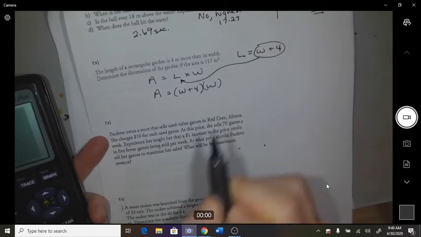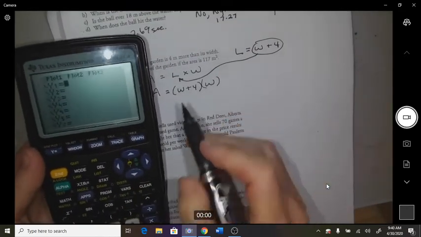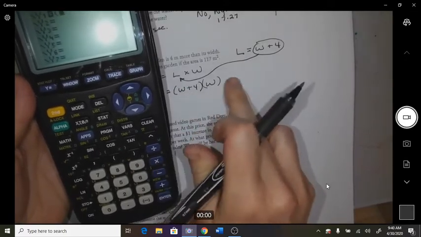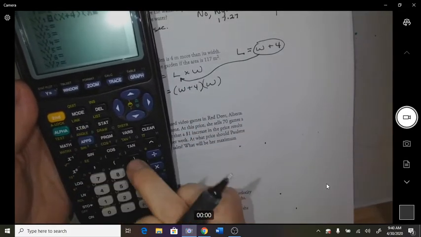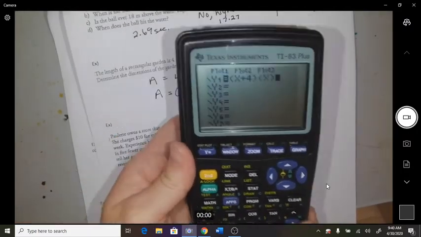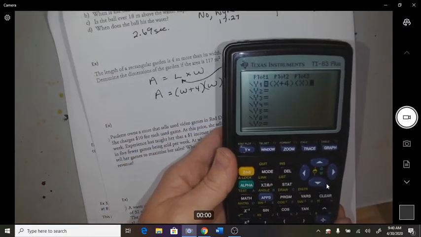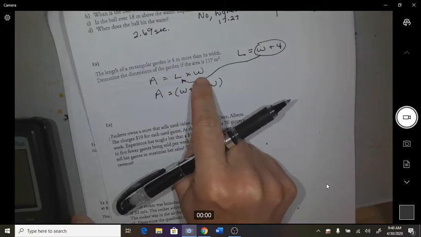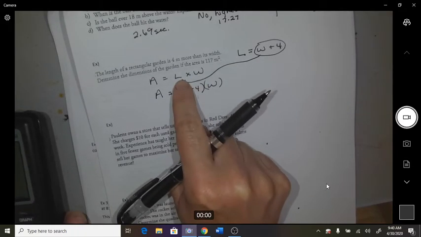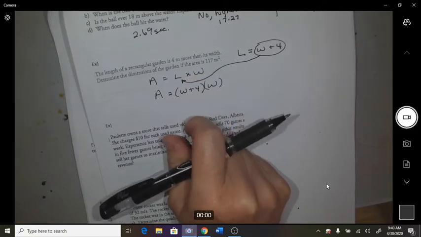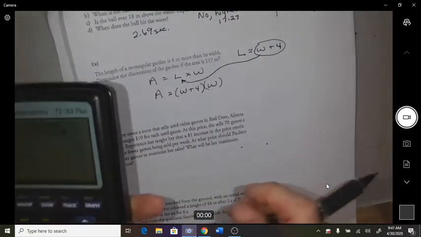So length times width. Okay, now I'm going to go in here since this is a quadratic, and I don't even need to FOIL it all out. I'm just going to go x plus 4. So I'm going to enter just like that, because now I have the same variable. Do you understand why I couldn't do that here? Because this is like an x, and you can't have two variables when you start typing into your calculator.